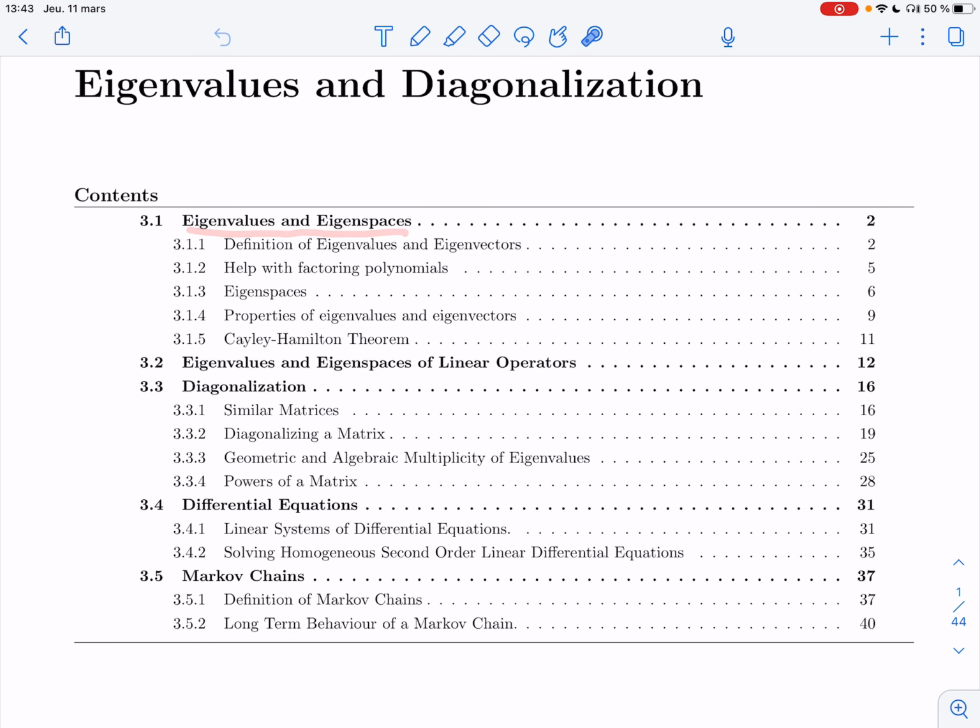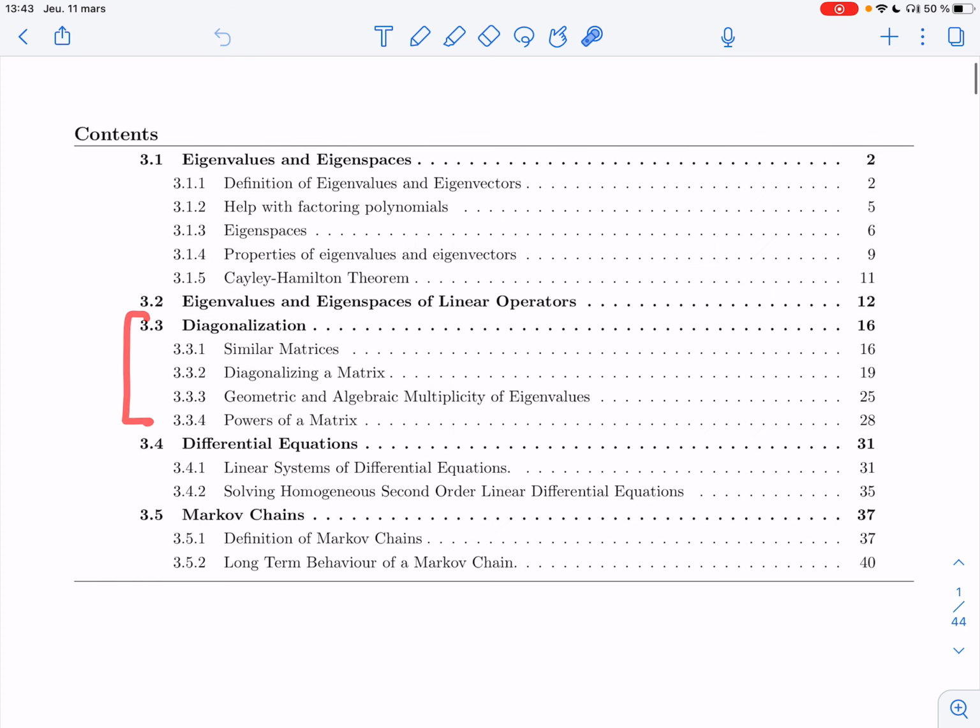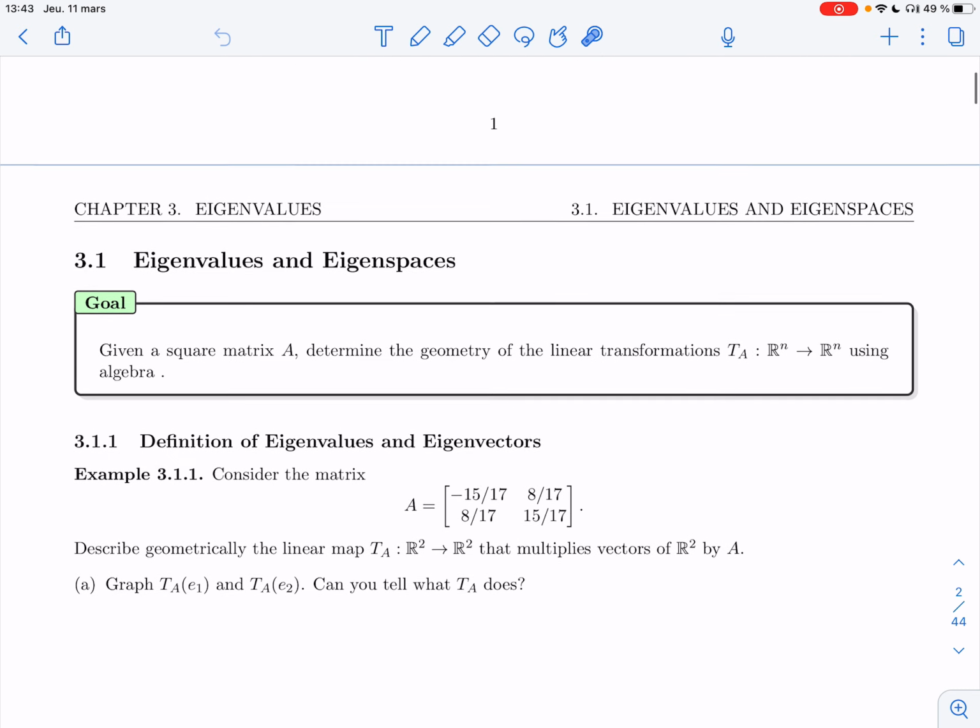We'll do this for matrices, and then we'll see how to generalize this to eigenvectors and eigenspaces for linear operators, so linear transformations from a vector space to itself. And then we'll see how to use this to diagonalize both a matrix and a linear transformation. And we'll apply that principle to study differential equations of certain types and to study Markov chains. All right, so let's get started.